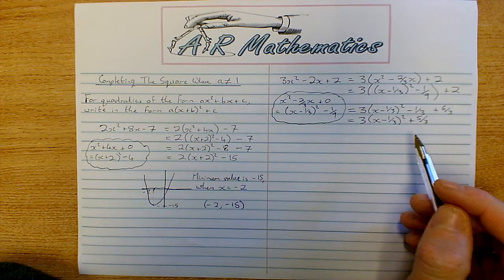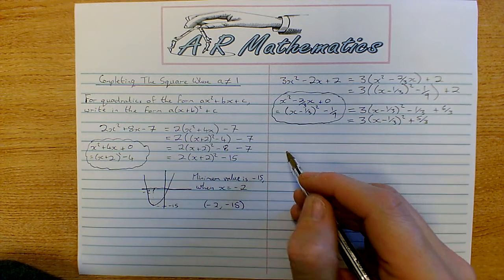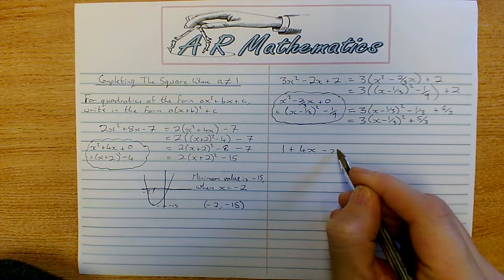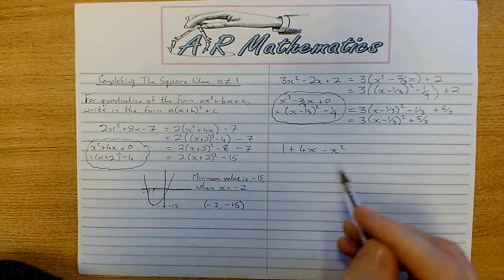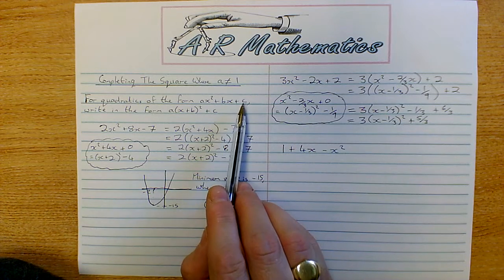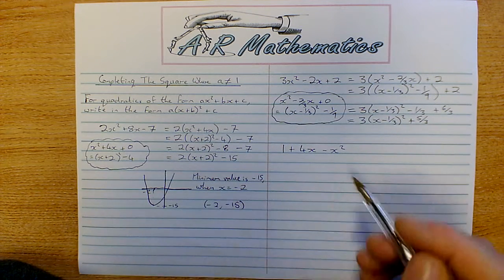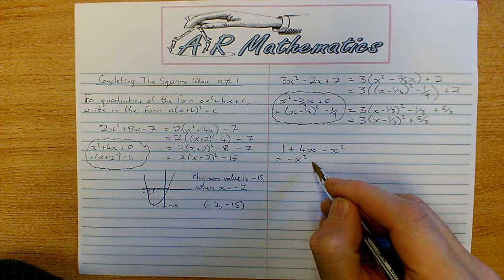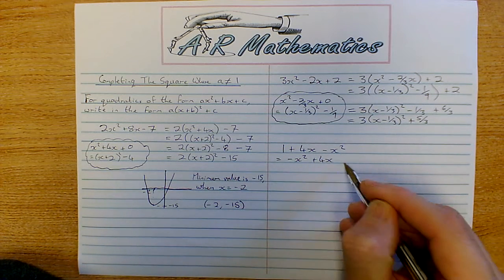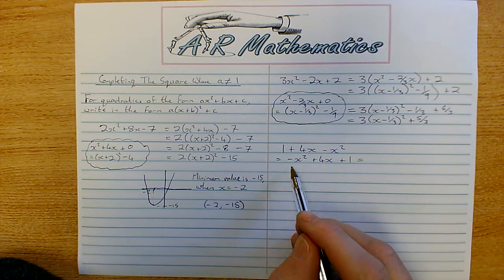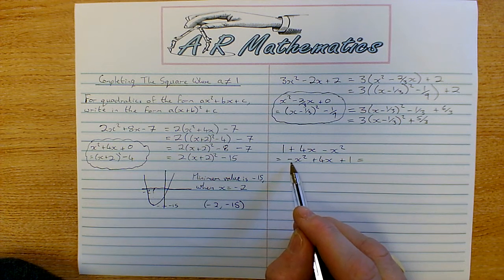I'm going to take one more example now of completing the square. If I complete the square of 1 plus 4x minus x squared. Now this is in a slightly different format because we're used to having it in the form ax squared plus bx plus c. So if I rewrite this and put the x squared term first, that's minus x squared plus 4x plus 1. Okay, so the first thing I'm going to do is, I don't have 1x squared, I have minus 1x squared, so I'm going to take minus 1 out as a factor.